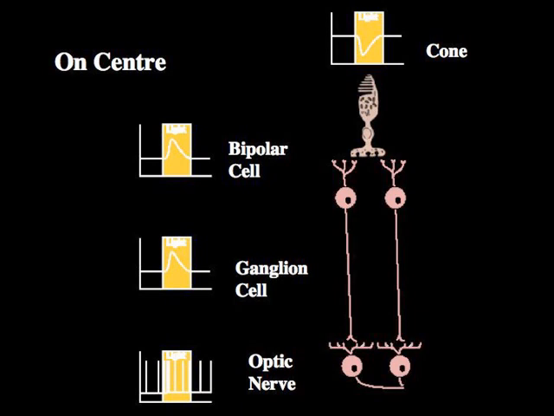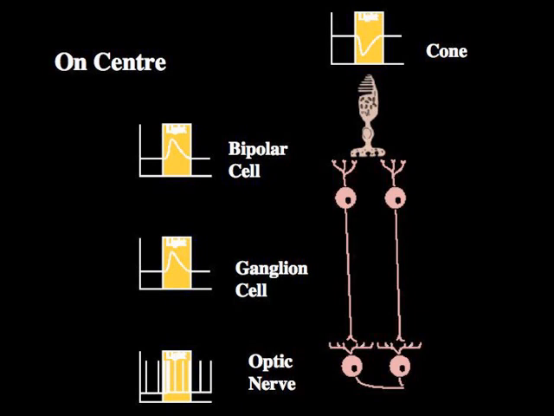Here is a graph of the cone's membrane potential at rest and when light shines on the cone and stimulates it. And you can see that when light stimulates the cone, the membrane potential reduces. I've put two bipolar cells taking information from that cone, and I'm going to pretend that one is an on-center bipolar cell and the other one an off-center bipolar cell, to illustrate the fact that cones are neither on-center nor off-center. They're just transducers. Light stimulates them, their membrane potential changes.